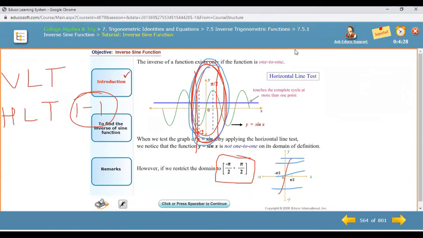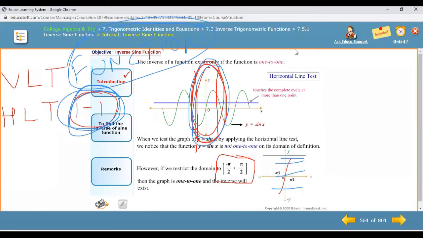The vertical line test will make it a function, and the horizontal line test will make it 1 to 1. So I just want both. I want it to pass the vertical line test as well as the horizontal line test. We are just dealing with the sine function right now. Okay. Now, so from -90 to +90, the inverse will exist.